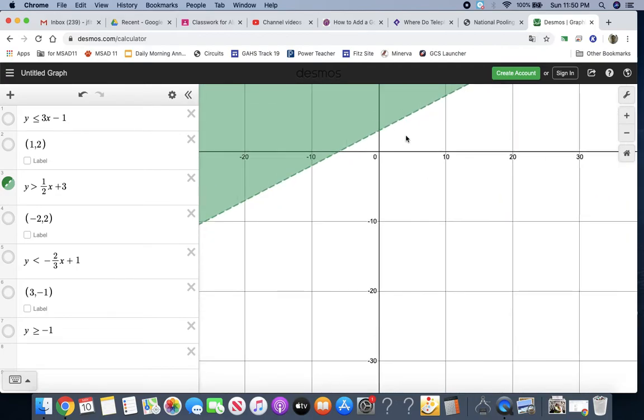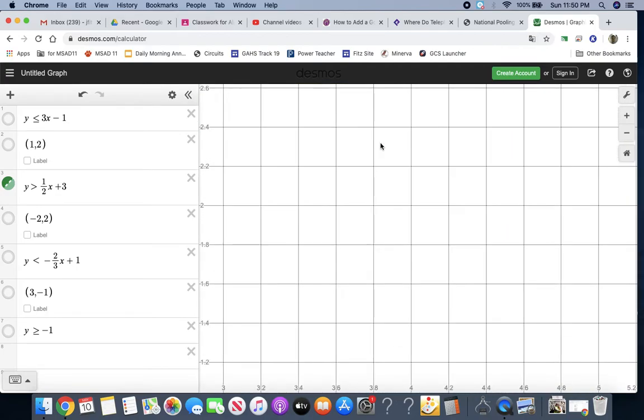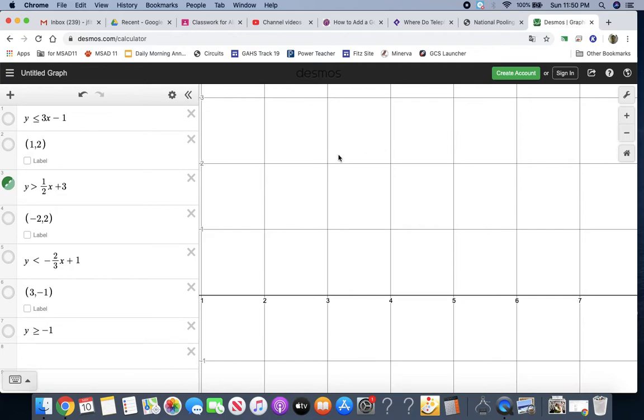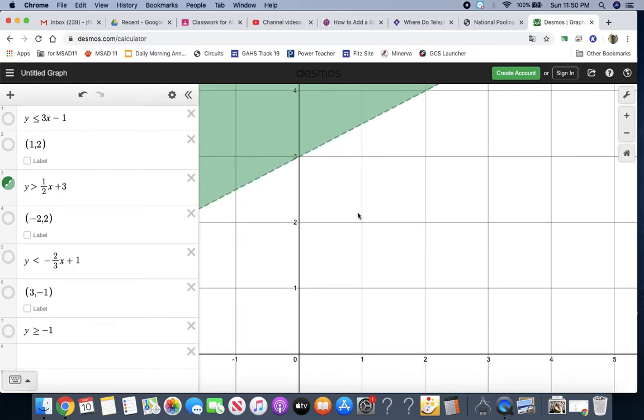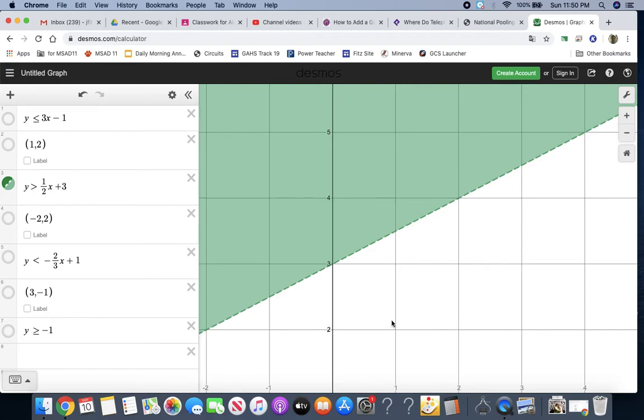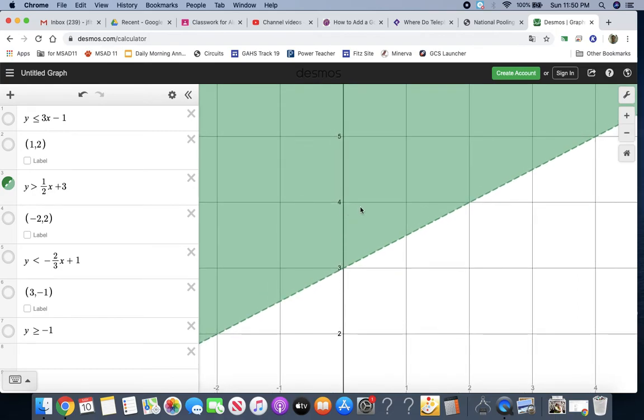Oh, zoomed on you. I do have to get more careful with my touchpad, I guess. They went up 1 over 2. They started at +3 on the y-axis. They shaded above because it was greater than.